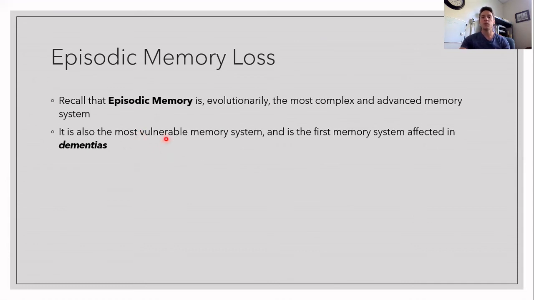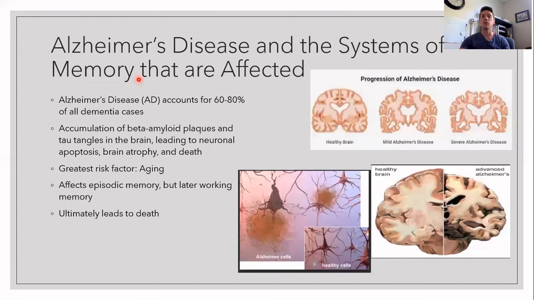It's also easy to illustrate how episodic memory is particularly susceptible to loss when you look at patients with dementias. And so the most common dementia is Alzheimer's disease. Now, Alzheimer's disease, as you may know, is a severe neurodegenerative disorder that affects mostly older adults. It accounts for about 60 to 80% of all dementia cases.